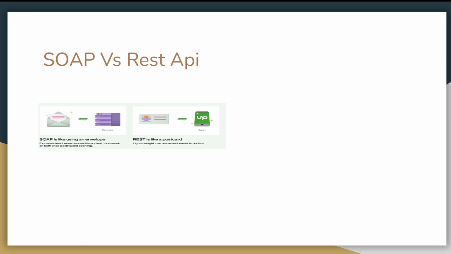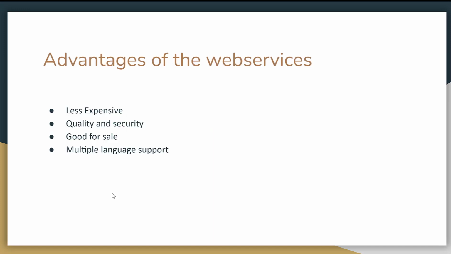SOAP is a little bit heavyweight in the sense it uses XML tags and it does take network load, whereas REST uses JSON, which is key value format, and doesn't take so much network bandwidth. Hence, nowadays, most people are using REST Assured for API testing because most of our web services are developed using REST.